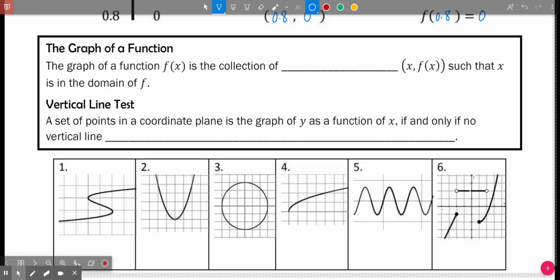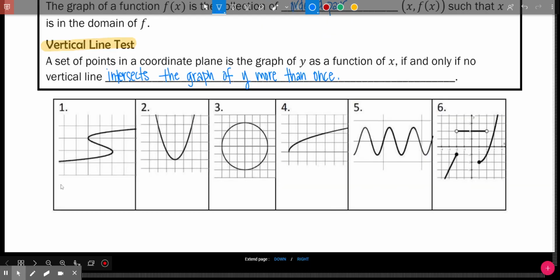The graph of a function f of x is the collection of ordered pairs such that x is in the domain of f. The vertical line test: a set of points in the coordinate plane is the graph of y as a function of x if and only if no vertical line intersects the graph of y more than once.